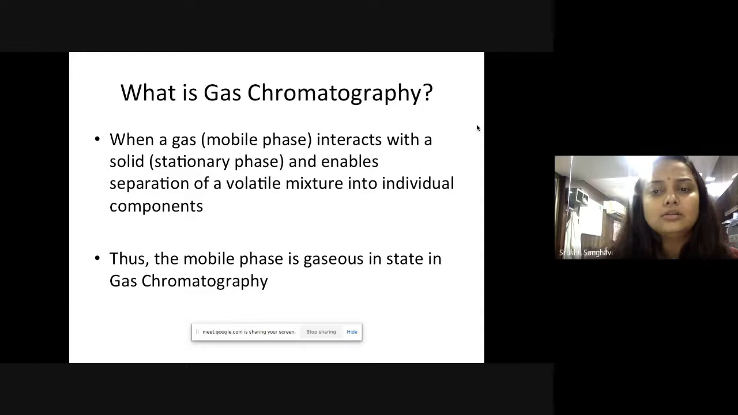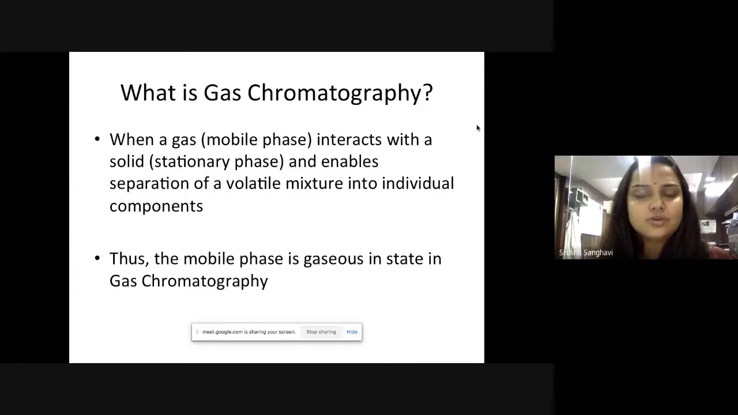Okay, now let's understand that gas chromatography is mainly used for volatile mixtures, and for the separation of a volatile mixture into individual components. Later on we will also talk about what can qualify as a good sample for gas chromatography vis-a-vis other types of analytical techniques. So for a sample to be suitable to be analyzed on gas chromatography, it needs to be composed of some volatile components.